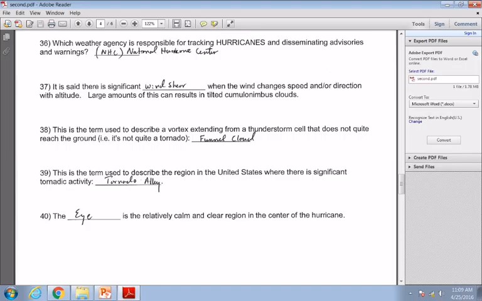Question 38, I had one student in my other class who put funnel cloud is where a tornado doesn't reach the ground, and he said an almost tornado. Well, that's cute. So funnel cloud. Tornado alley is that region in North America where we kind of have a fair bit of tornadic activity. I was after, for 40, the eye is the calm region in the center of a hurricane.